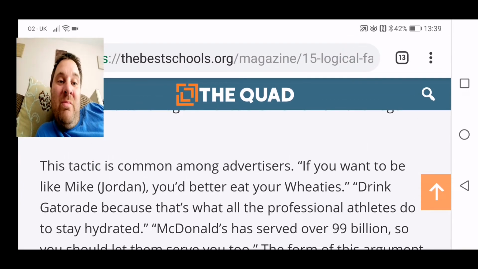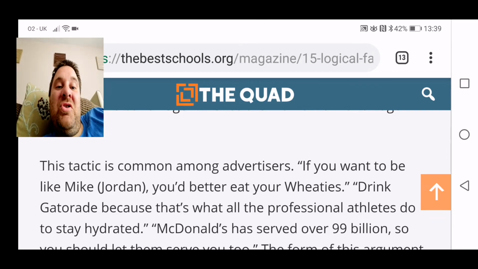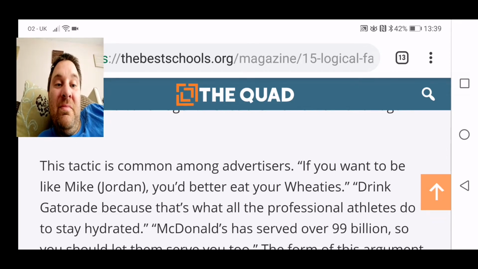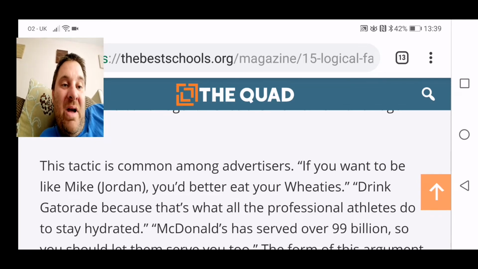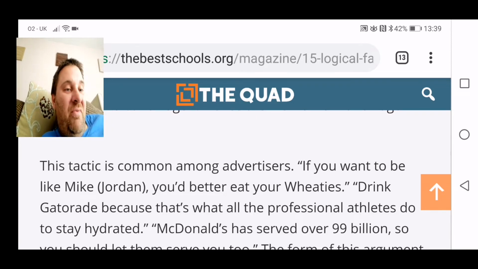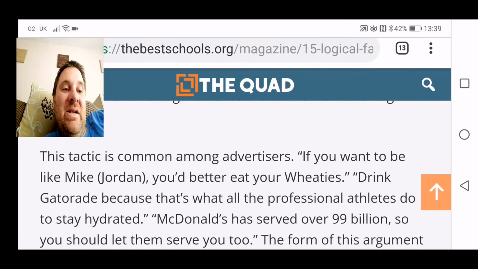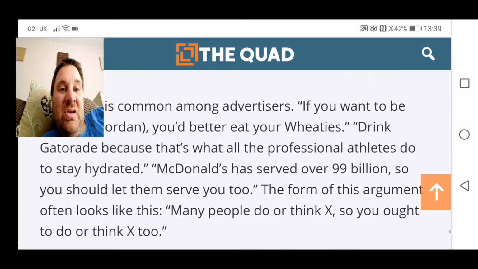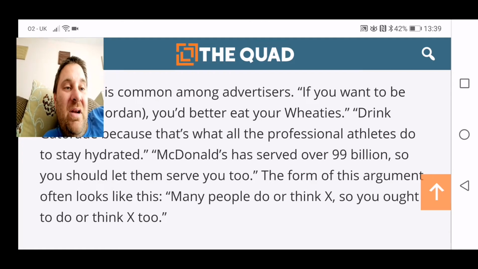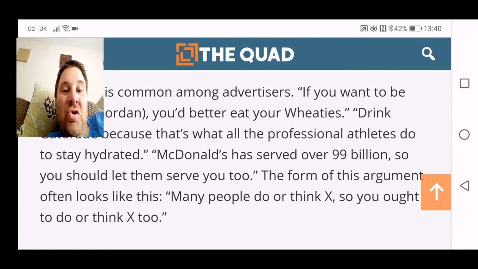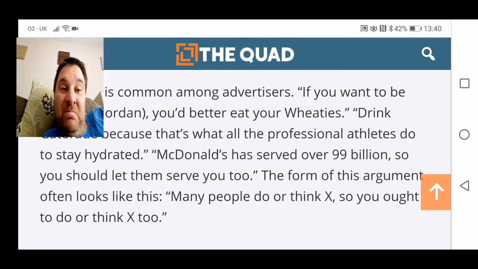This tactic is common among advertisers. If you want to be like Mike Jordan, and that's Michael Jordan, you'd better eat your Wheaties. Drink Gatorade, because that's what all the professional athletes do to stay hydrated. McDonald's has served over 99 billion, so you should let them serve you too. The form of this argument often looks like this. Many people do or think X, so you ought to do or think X too.